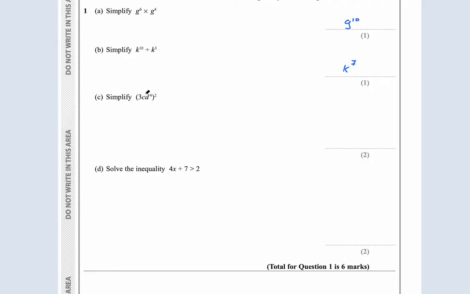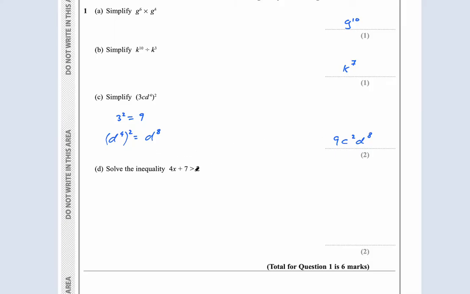This one's slightly more difficult. The common mistake people make is forgetting to square the 3. So you have to square the 3, which is 9. You can write 3 squared is 9. You have to square the c, so it's c squared. And you have to square the d to the 4. So d to the 4 squared is actually d to the 8, because you multiply the powers. So it's 9c squared d to the 8.